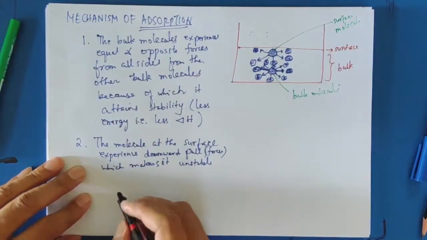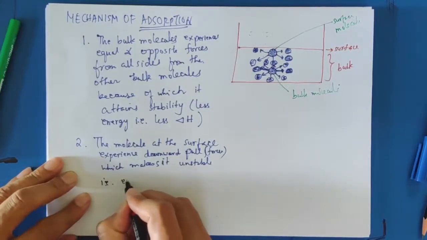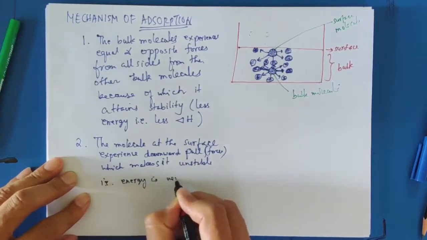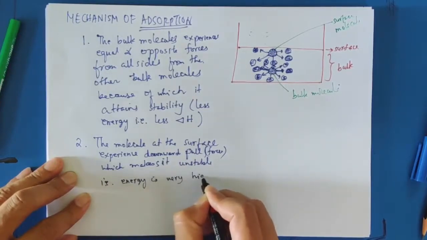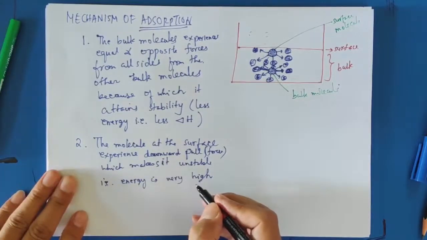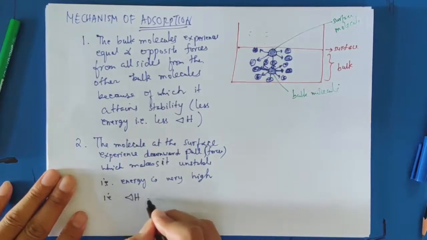Which makes it very unstable. Unstable, so the energy is very high. Energy high means delta H is high, enthalpy is high.